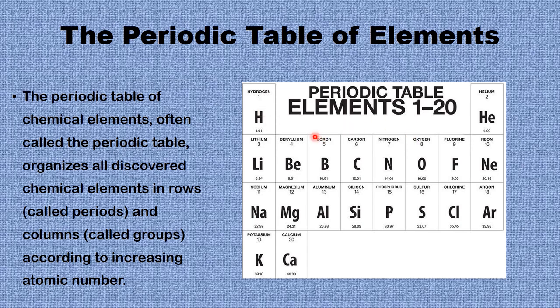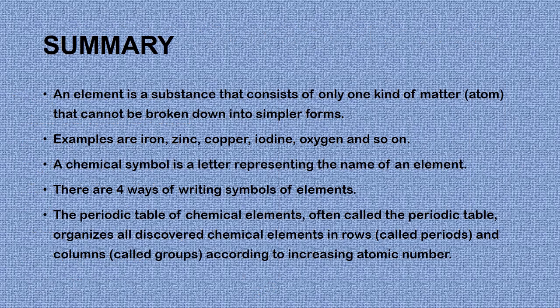Hydrogen has a symbol H, helium He, lithium Li, beryllium Be, boron B, carbon C, nitrogen N, oxygen O, fluorine F, neon Ne, sodium Na, magnesium Mg, aluminium Al, silicon Si, phosphorus P, sulfur S, chlorine Cl, argon Ar, potassium K, and calcium Ca. Now we have come to the end of today's lessons.